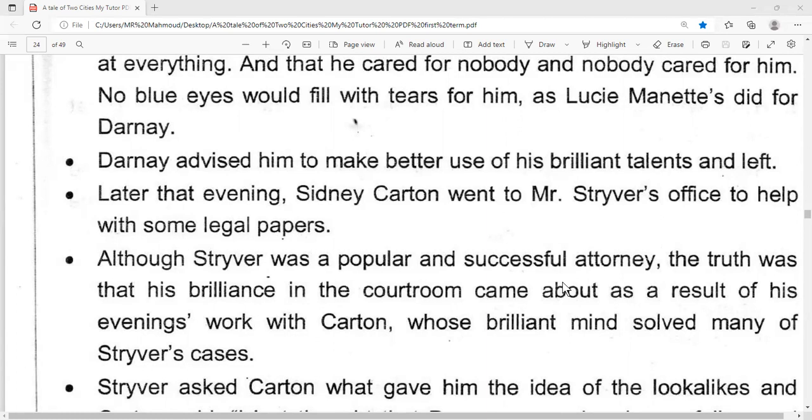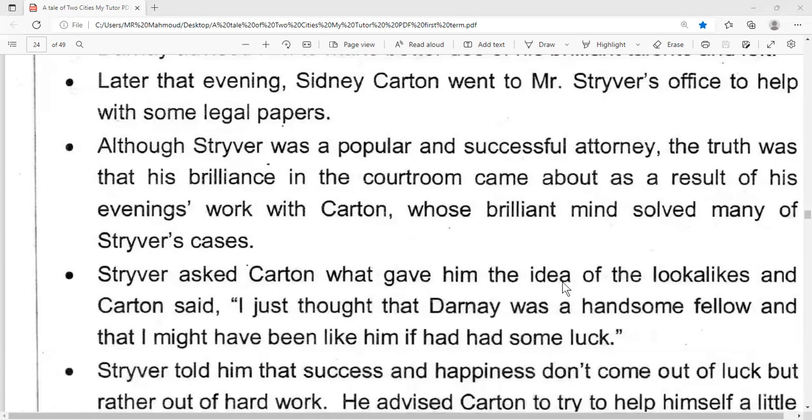Later that evening, Sydney Carton went to Mr. Stryver's office to help with some legal papers. Although Stryver was a popular and successful attorney, محامي ناجح, the truth was that his brilliance in the courtroom came about as a result of his evening's work with Carton, whose brilliant mind solved many of Stryver's cases. كانت النجاحات التي يحققها سترايفر في مكتب المحاماة تعود لذكاء سيدني كارتون.